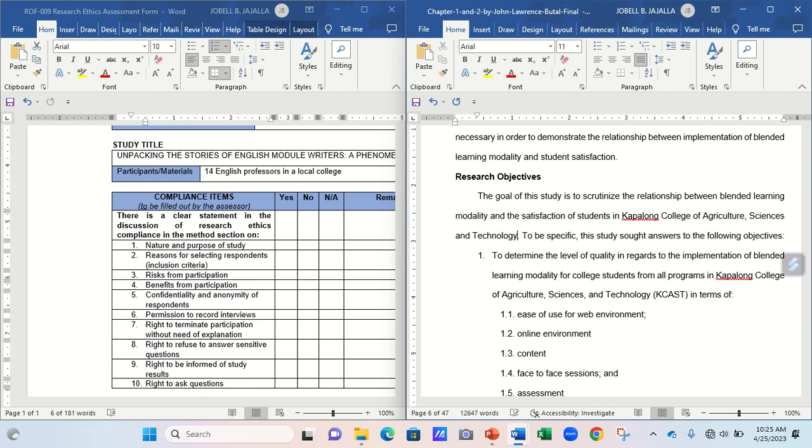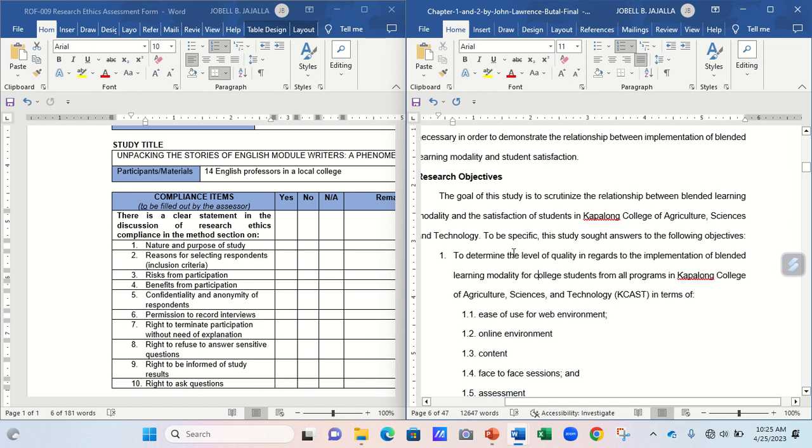To be specific, this study sought to answer the following objectives. The objectives must be answered so as to determine the level of quality in regards to the implementation. I guess this is better rephrased this way. Again, our legends for the coloring: if green, it is a revised part, and if yellow, it is just an emphasized part.